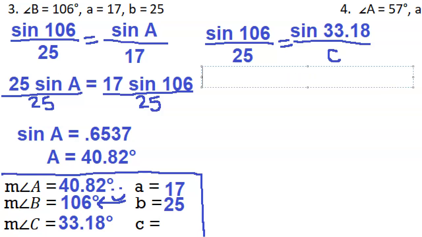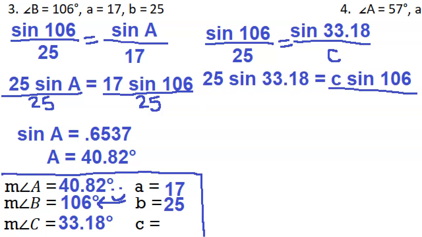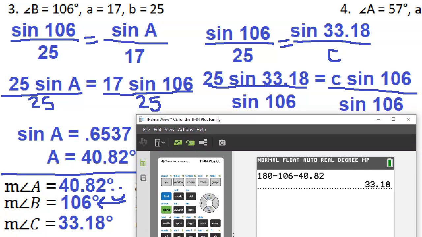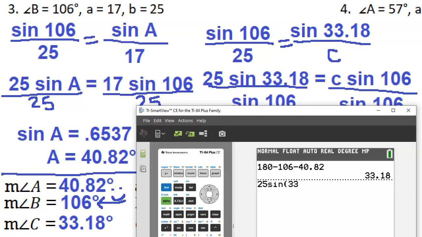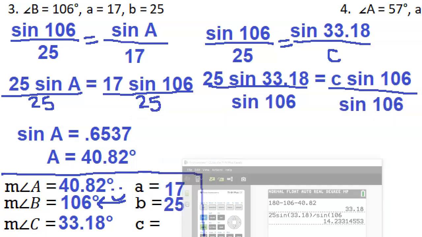All right, we're almost done. 25 times the sine of 33.18 equals c times the sine of 106. And then we will divide both sides by the sine of 106. And we'll finish this deal off. Now I did round a little bit here, so if you get an answer very slightly different than mine, it's not a big deal. You are still good to go. You get 14.23.